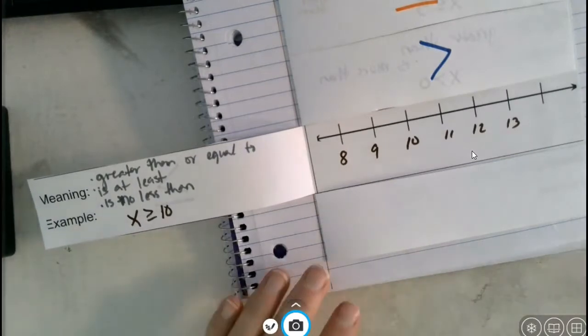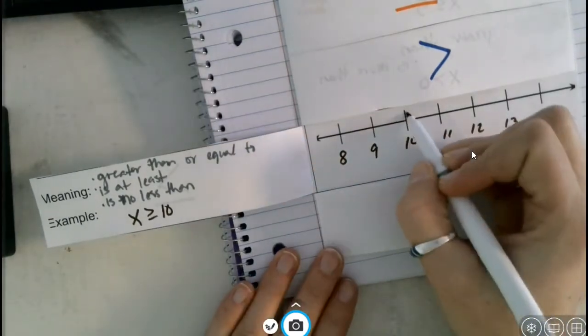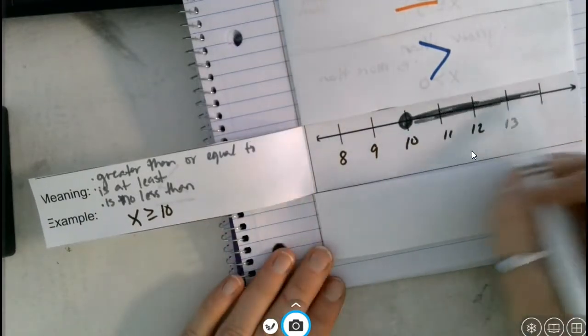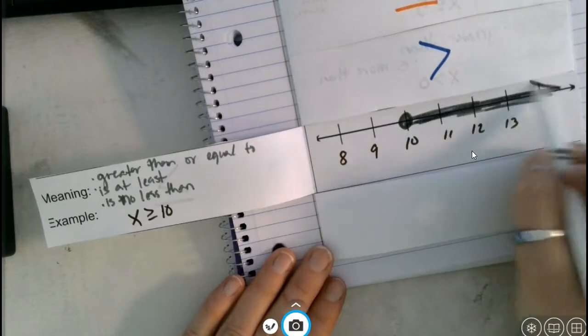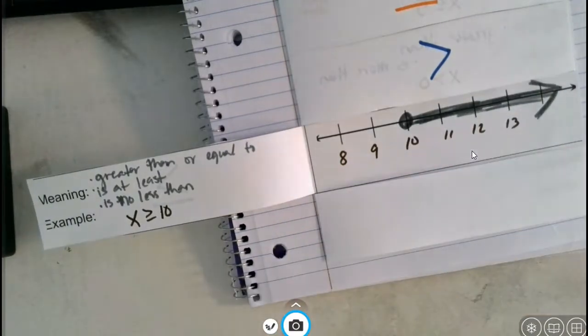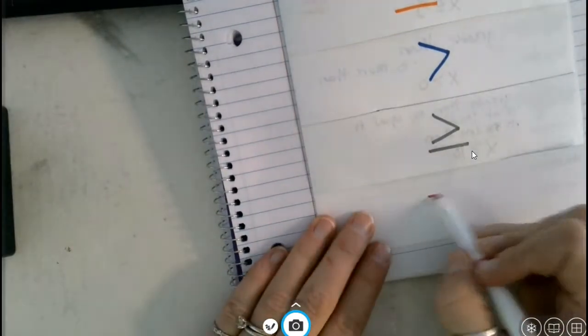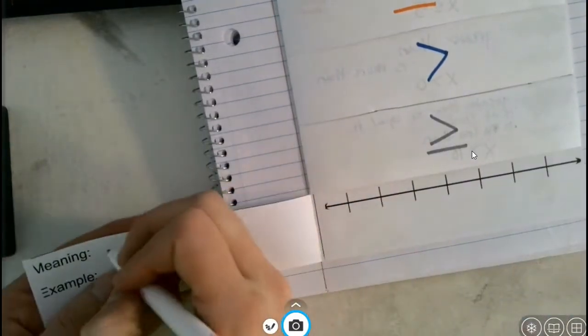Because it has that equal to part, I have a closed circle on that value, and then I'm going to shade to the right of that, just like that. Okay? So then there's one final symbol that we are going to talk about that you'll see sometimes, and it's something that looks like this. Okay? This means not equal to.